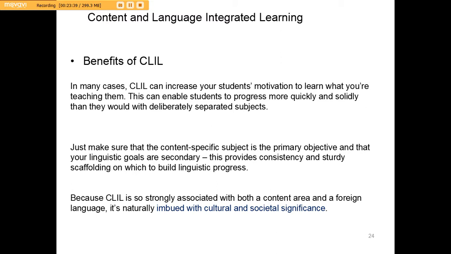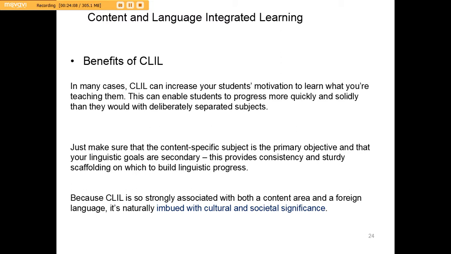But the benefits, well, in many cases, CLIL can increase your students' motivation to learn what you're teaching them. This can enable them to progress more quickly and solidly than they would with deliberately separated traditional subjects, i.e. teaching English in a traditional way. Basically the textbook way. Make sure that the content-specific subject is a primary objective and the linguistic goals are secondary.